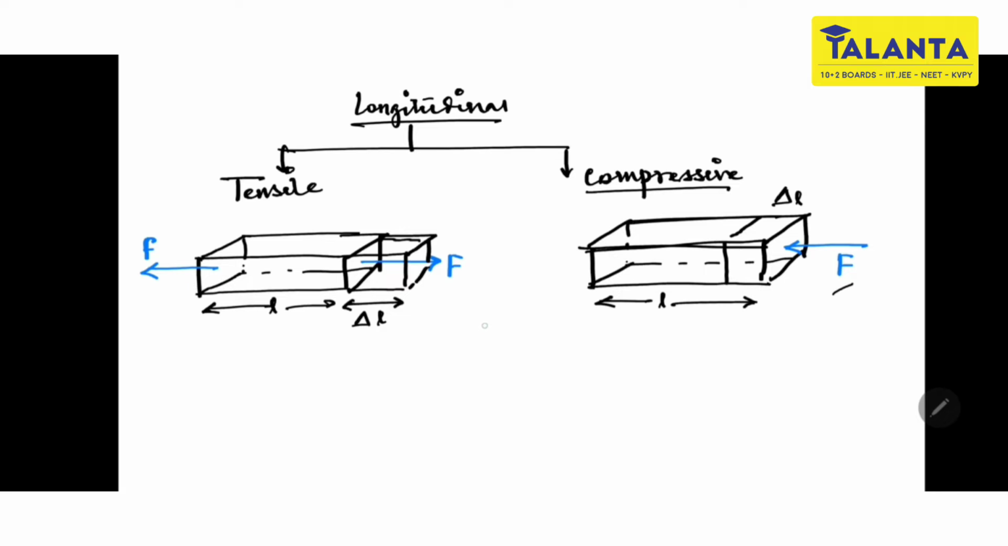So longitudinal stress is F perpendicular by area. That means component of applied force perpendicular to the cross section divided by surface area of cross section. This is longitudinal stress, and longitudinal strain is the ratio of change in length and original length.